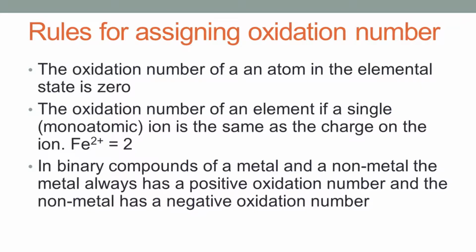Here are the rules for assigning oxidation number. The oxidation number of an element in the elemental state is 0. What it means is you pick any element from the periodic table, it's got a 0 charge because the number of protons is equal to the number of electrons. If an atom loses an electron and gains a positive charge, the positive charge is considered the oxidation number. If it's a non-metal, if it gains electrons, the negative charge is considered the oxidation number.